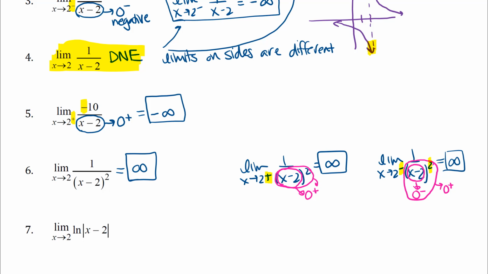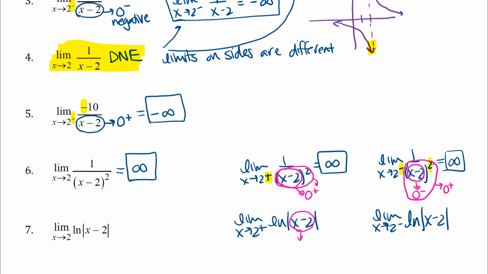All right, number 7. Again, I need to think about the two one-sided limits. Okay, so when I'm evaluating this function at values that are slightly larger than 2, this expression inside the absolute value is going to approach 0 but be just a little bit bigger than 0. And then the absolute values won't do anything since the expression inside there is positive anyway. They won't change anything.